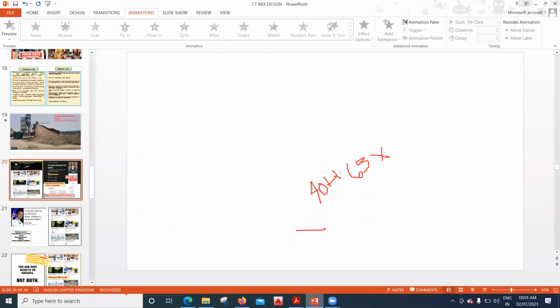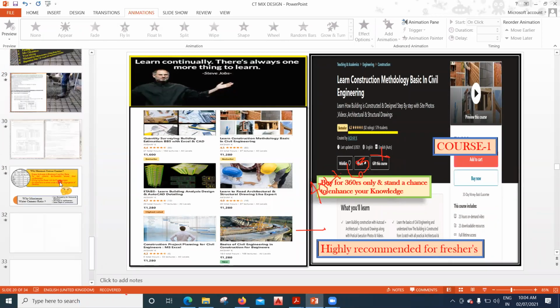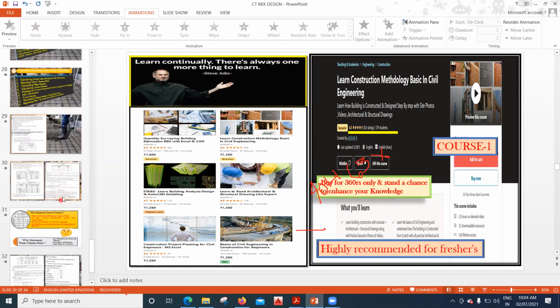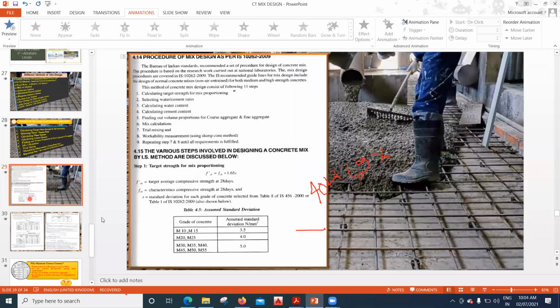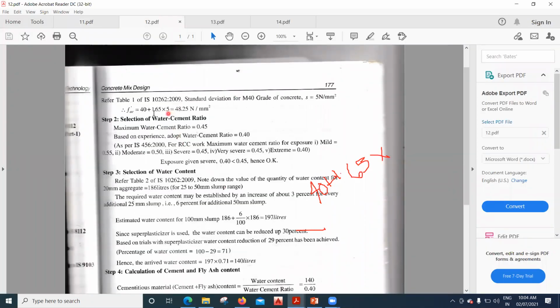Again, we'll quickly go through that if someone is finding it difficult to understand where we are getting this. Yes, for M40 grade, the standard deviation is 5. This is done. Next, if you do that, we get 48.25 Newton per mm square.